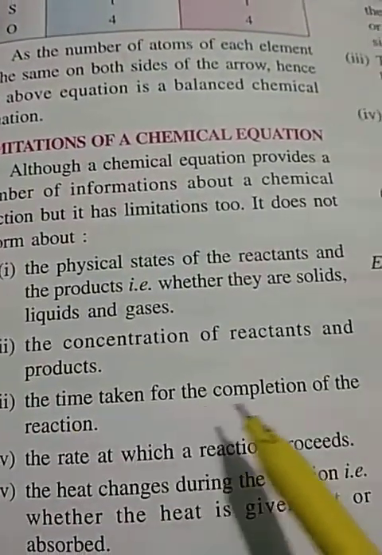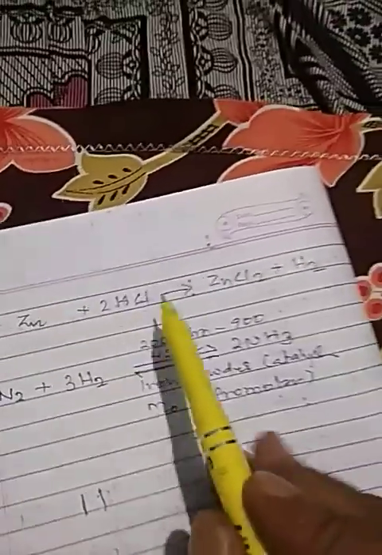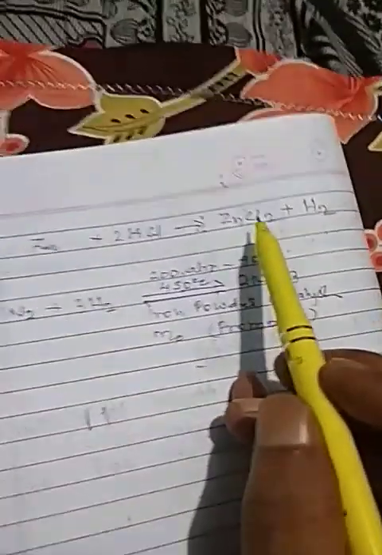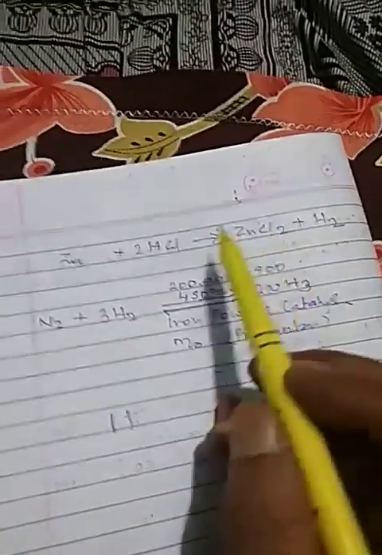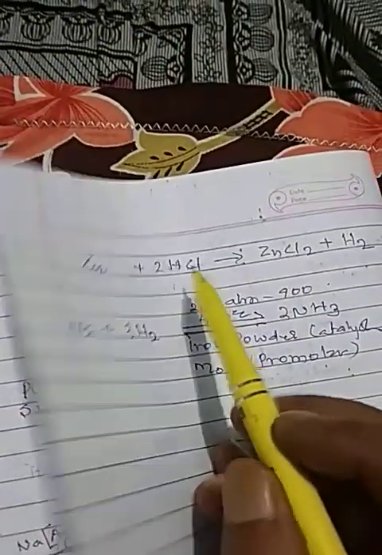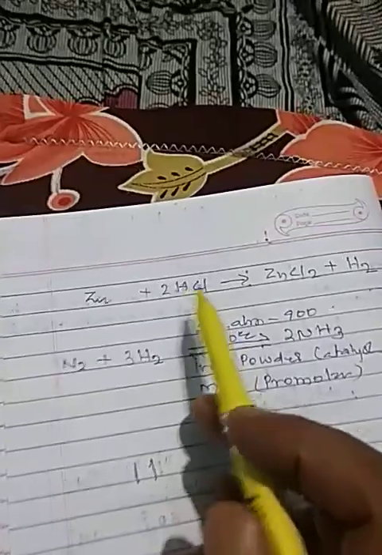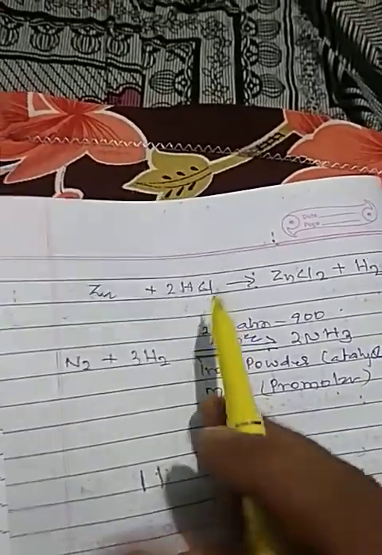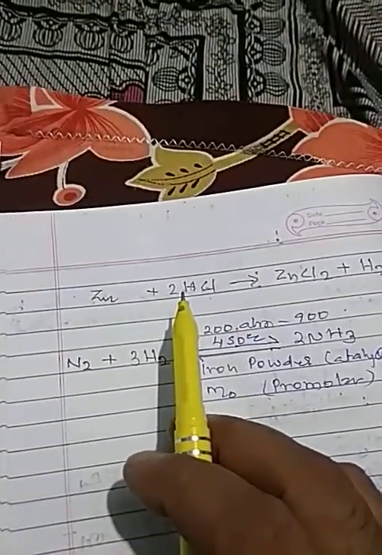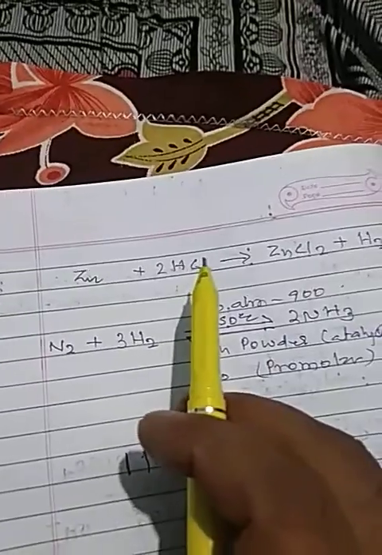The time taken for the completion of the reaction. How much time will it take to complete the reaction? Can you say? No one can say. What is the rate of proceeding of the reaction? When the reaction has started, can you say? No. These things we don't get from a chemical equation.